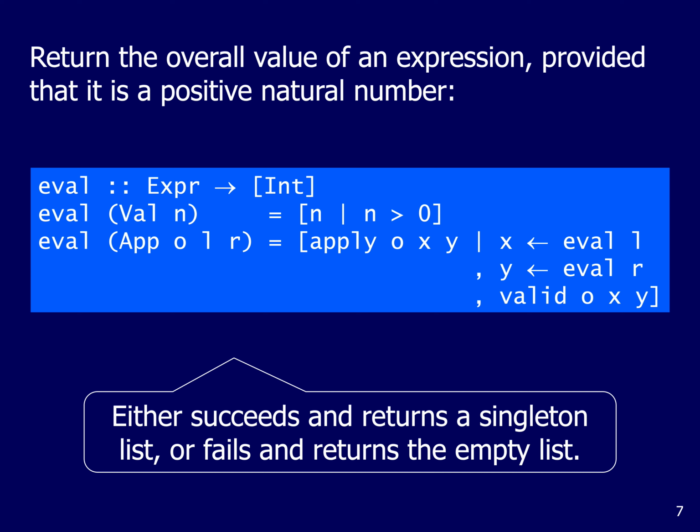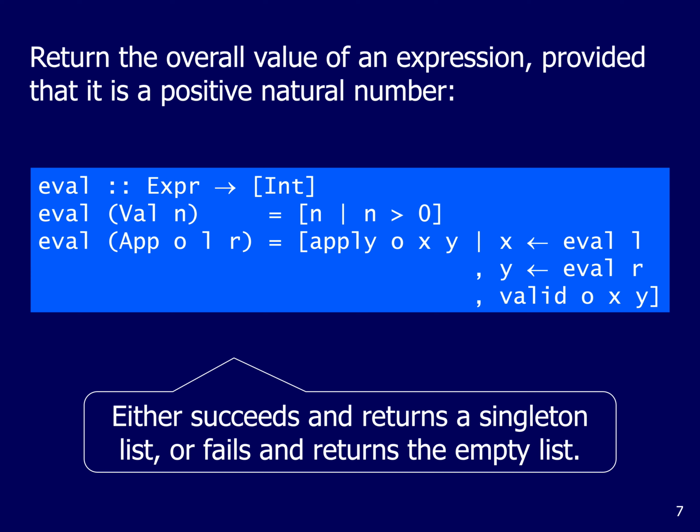So if you look at the callout box at the bottom, it says this function is either going to succeed and return a singleton list, so that's a list with one number in it, which will be the successful result of evaluation, or this function is going to fail and it's going to return the empty list. So if we return the empty list, that means that the result would have gone outside the space of positive natural numbers, and it would be either negative, 0, or a proper fraction.